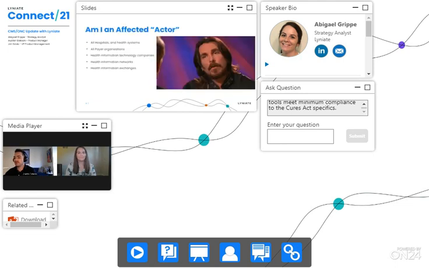Great. So as Christian Bale, one of America's finest actors, is conveying with his confusion here, am I an affected actor? The way both CMS and ONC define someone who is affected by these rules, they call them affected actors. What I want to get through with this slide is that almost every healthcare organization in the States that has protected health information in data stores is an affected actor.